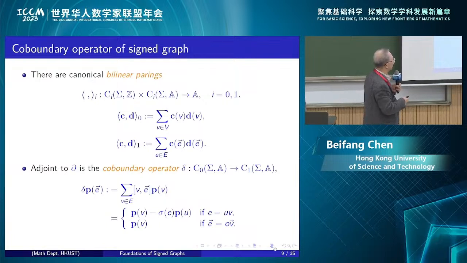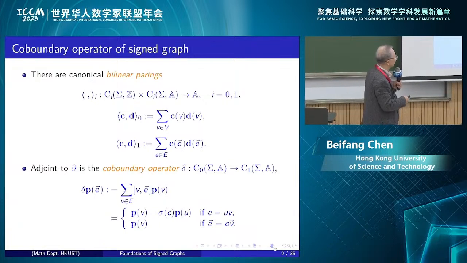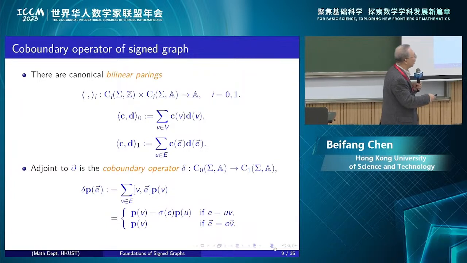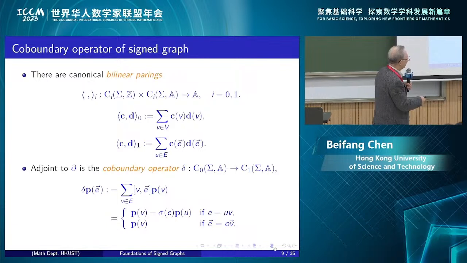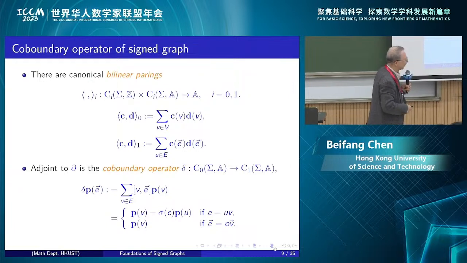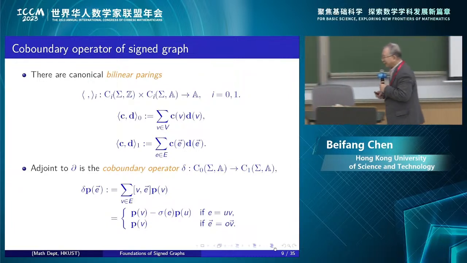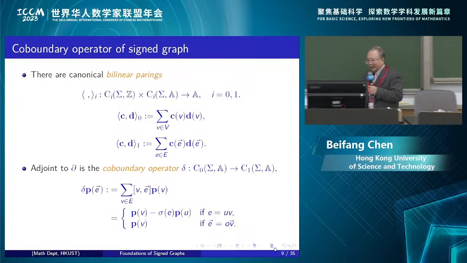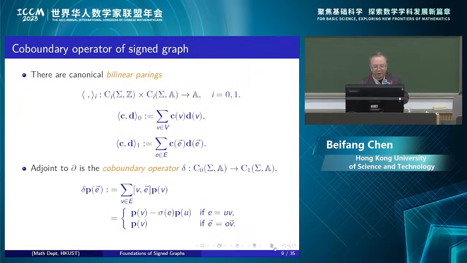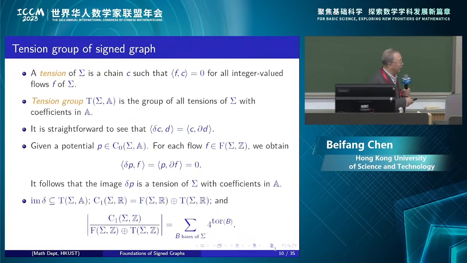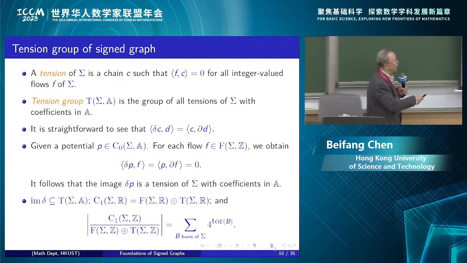Then you can talk about an adjoint operator, and that's called an adjoint operator. So this is like the co-boundary operator. And the co-boundary operator, for every 0 chain, gives you a 1 chain, like this. Now, once you get a chain, you can also define the tension. So we get a pairing right here.